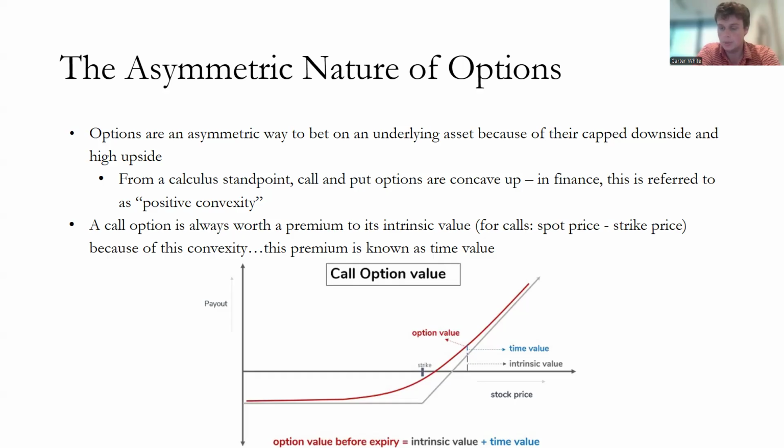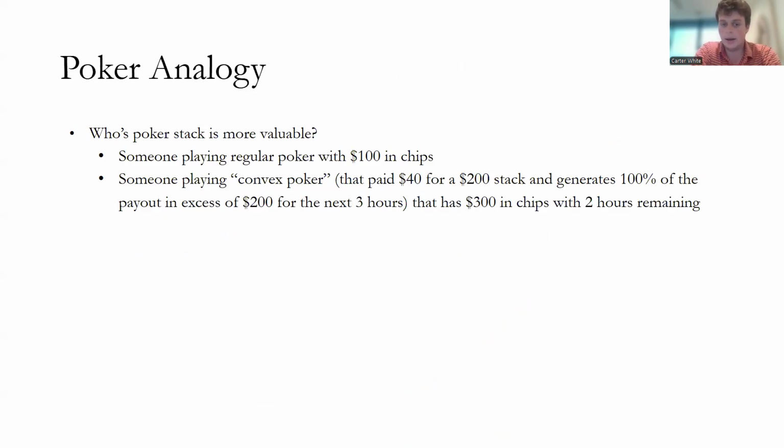And this is called in math concave up, or in finance positive convexity. So because options are asymmetric, they always trade at a premium to the intrinsic value, what the option would be if you just exercised it right now. And this premium is known as time value. So it's a little bit unintuitive, but I think this analogy will help out.